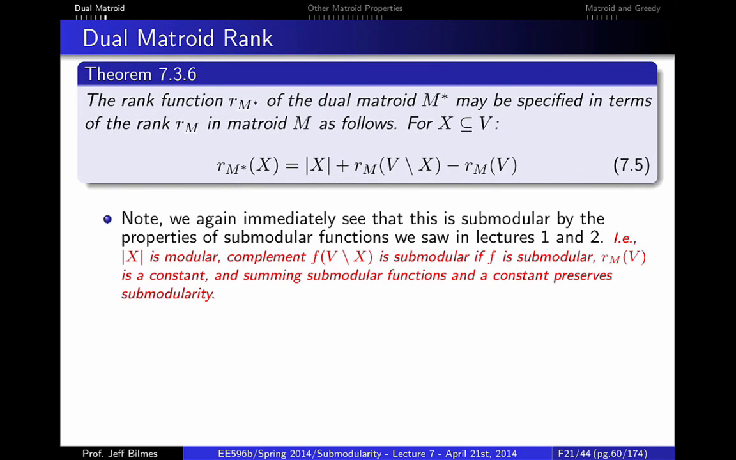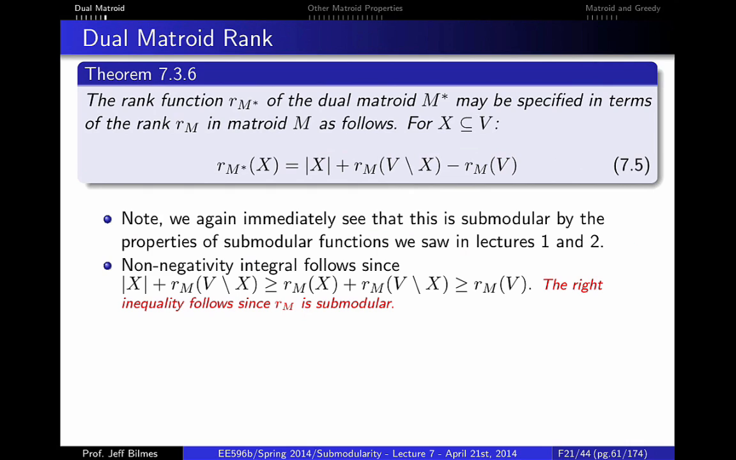But what I wanted to do is talk about the rank function of the dual. So the rank function is given in this way. The first thing to see about the rank function is that it's submodular. Why? Well, we know that the rank function of the primal is submodular. Taking the submodular function of the complement preserves submodularity. Adding a modular function to a submodular function preserves submodularity, and subtracting off a constant preserves submodularity. So therefore, this rank function is going to be submodular.